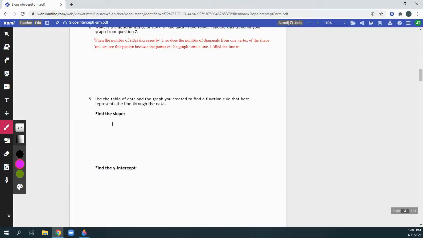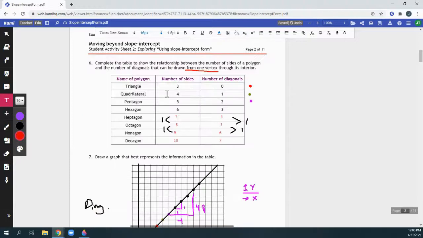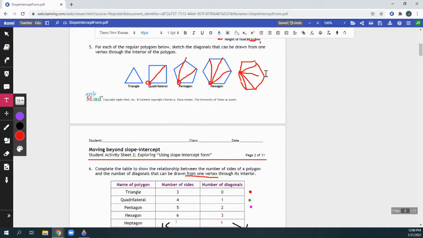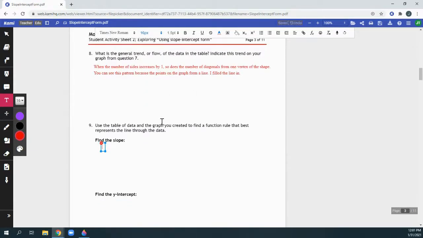So when we find our slope, the big thing we need to know is sides are x and diagonals are y. Sides are x because the number of sides in the shape affects how many diagonals you can draw. That's the way the question was asked. And x is always the thing doing the affecting. So we're going to talk about our slope.